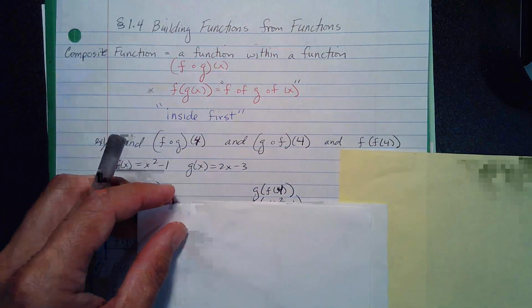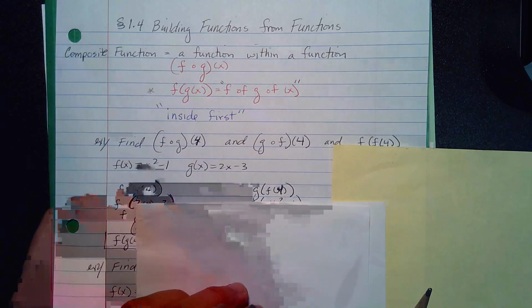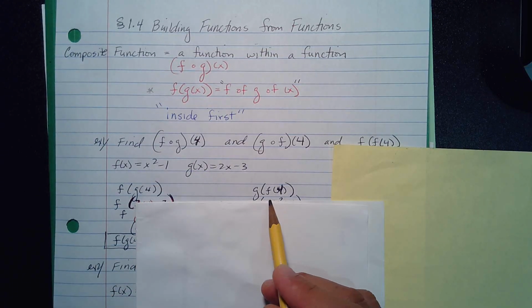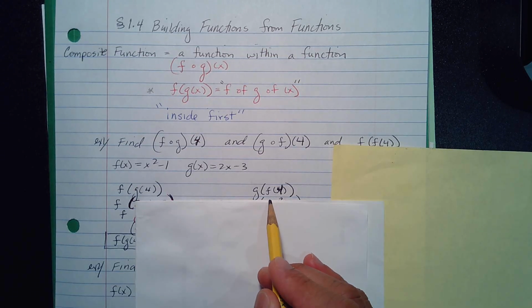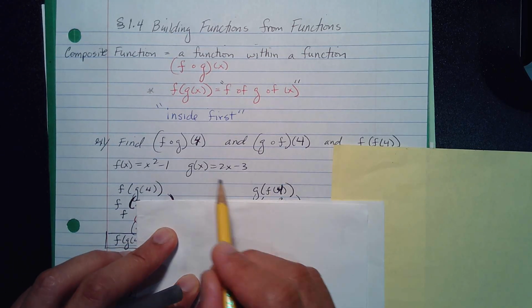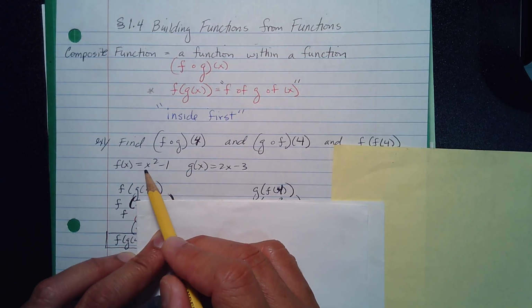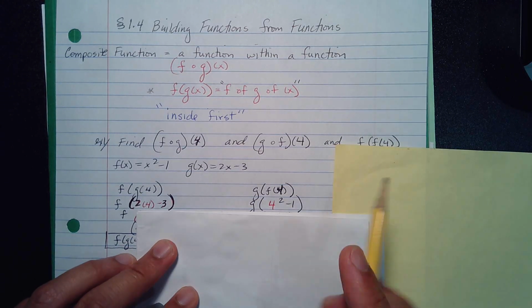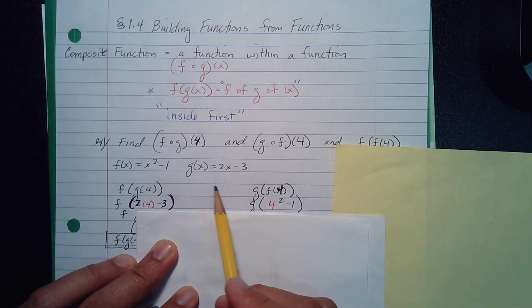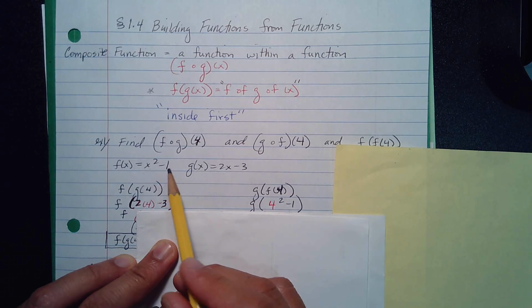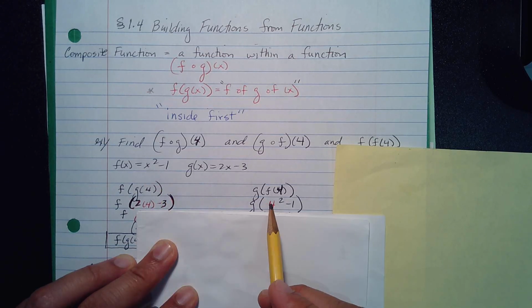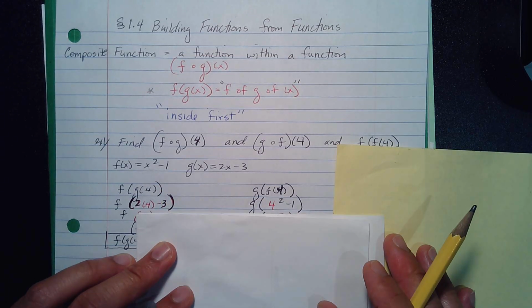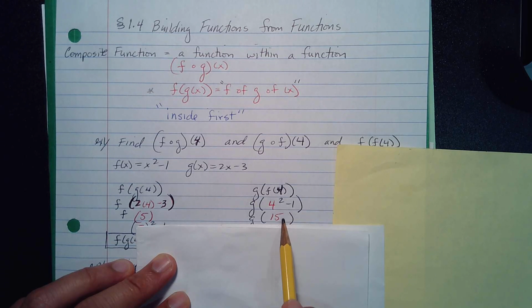Next, let's find g of f of 4. So think inside first. The inside function here is our f function. I'm going to substitute 4 wherever I see an x in our f function, which is x squared minus 1. They want us to evaluate f of 4, so 4 goes in for x. So 4 squared minus 1 is 15.